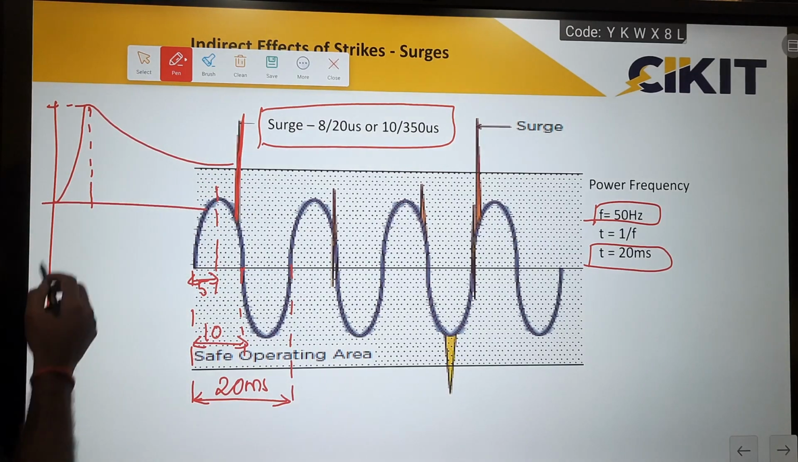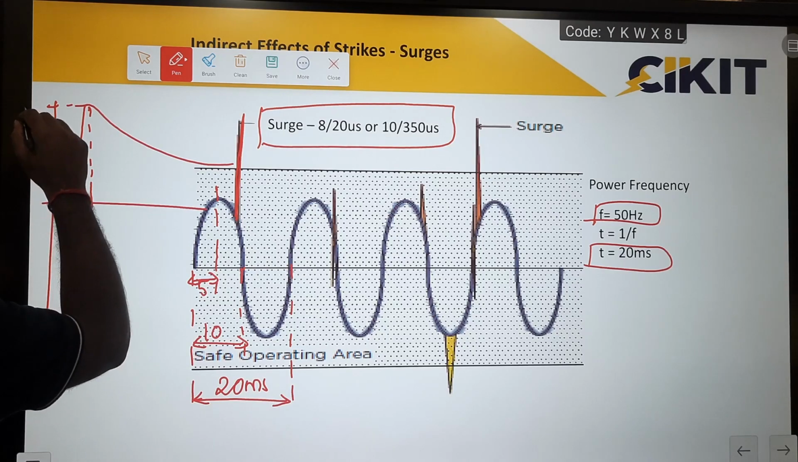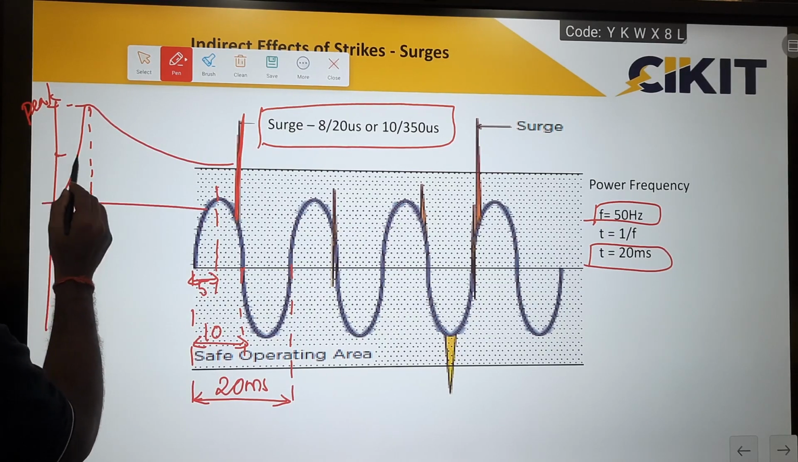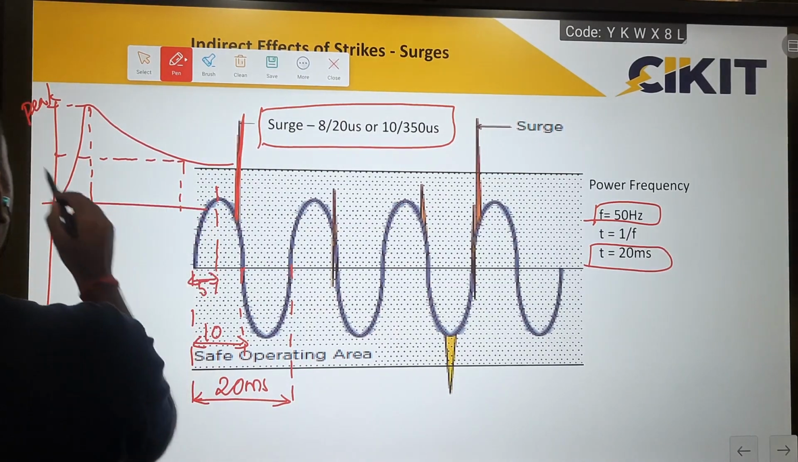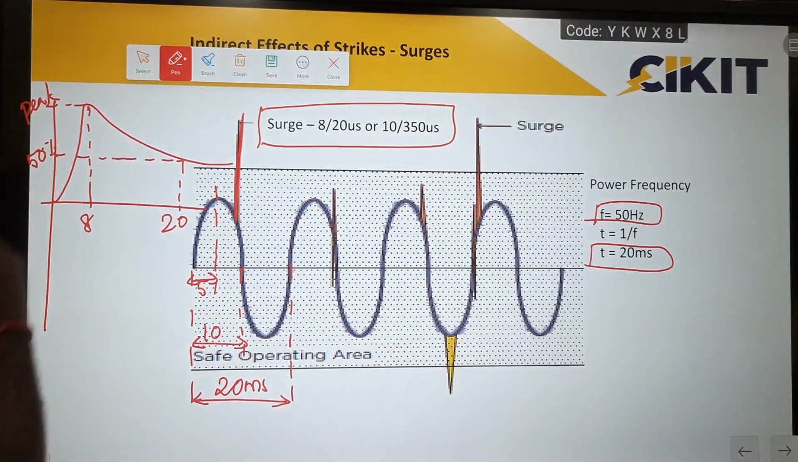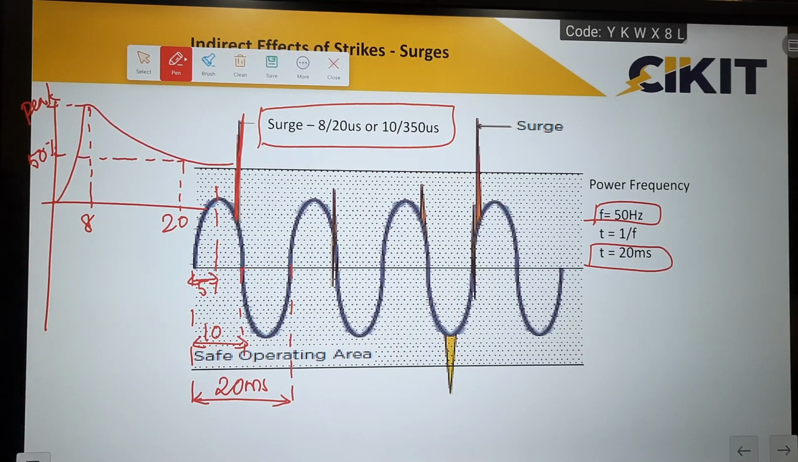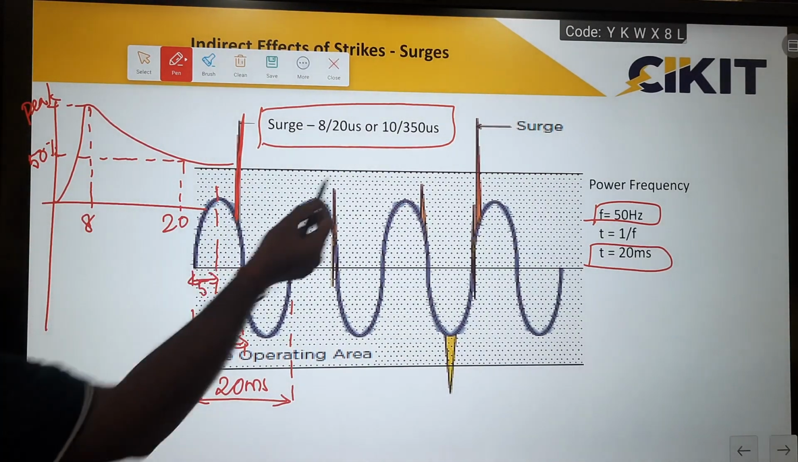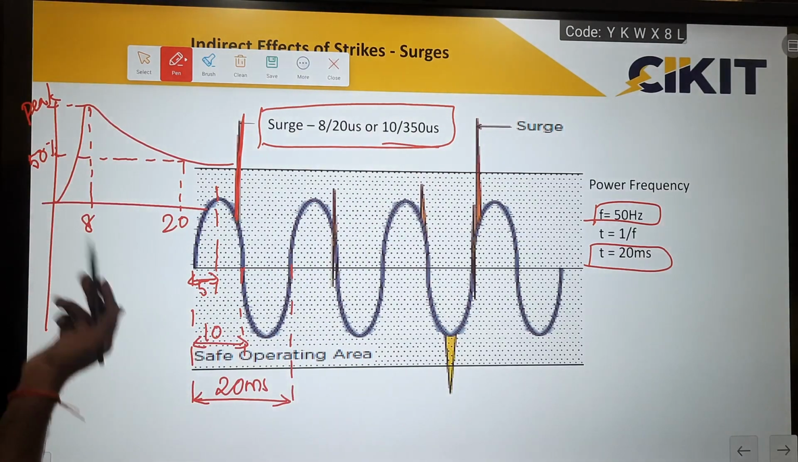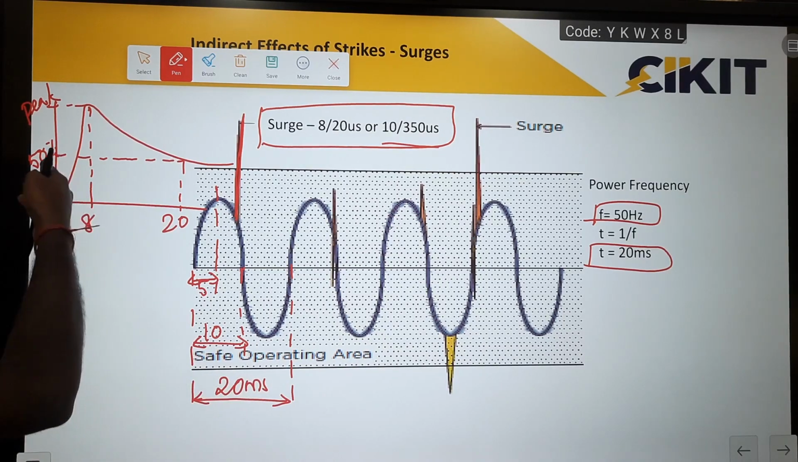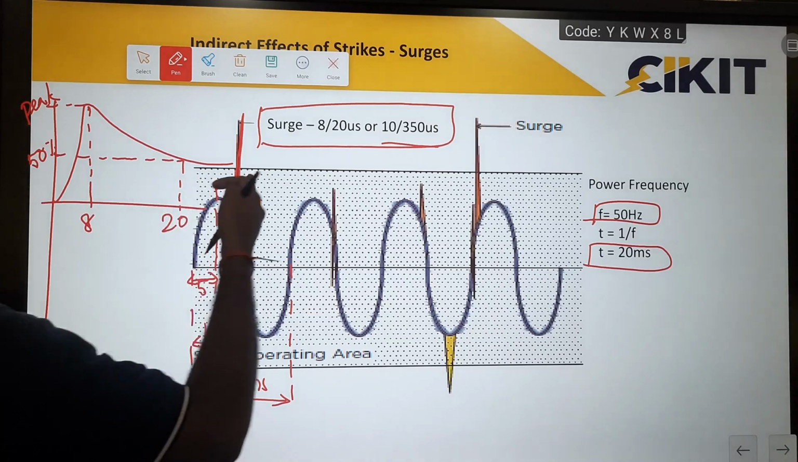If we take 8/20 as an example, it reaches the maximum, peak value in 8 microseconds and reduces to 50% of the value in 20 microseconds. Both numbers are in microseconds: 8 microseconds to reach the peak value and 20 microseconds to reach 50% of the value. If I consider 10/350, it reaches the peak value in 10 microseconds and decays to 50% of the value in 350 microseconds. So this is how the surges will be.